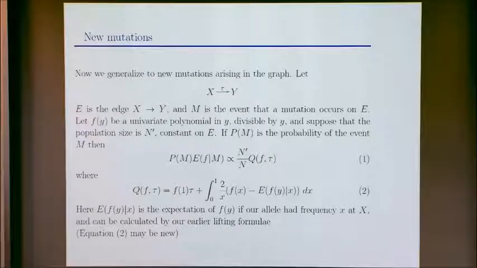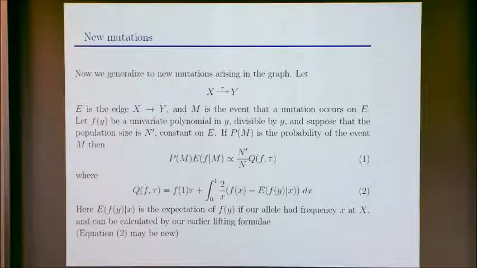So what about new mutations? I was quite puzzled by this for some while, but eventually I managed to work out what the theory ought to be, I think. So now I've got some atomic event, drift x goes to y, and I'm interested in the event that a mutation occurs on this edge E. And again, f of y is a univariate polynomial in y, and for technical reasons, and it's always true in practice, I want it divisible by y. And population size on this edge is N prime, where it was big N back at the root. Okay. So here's a theorem.